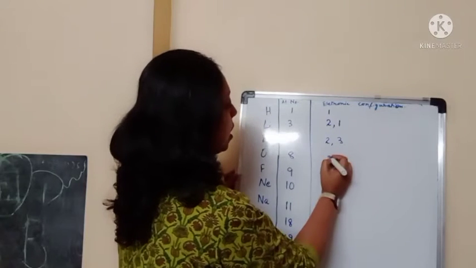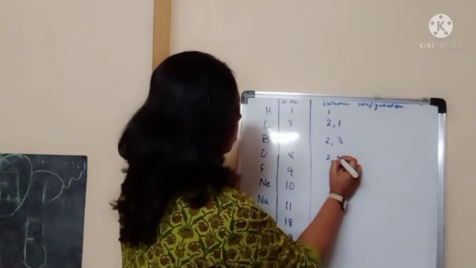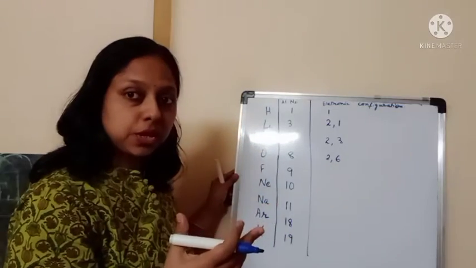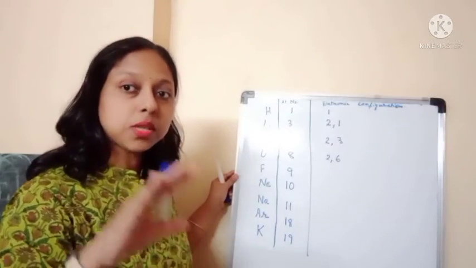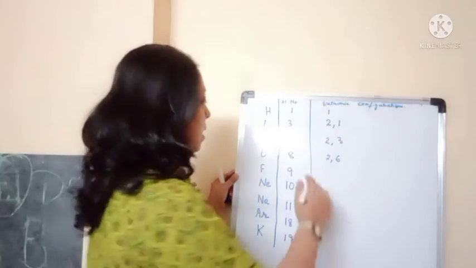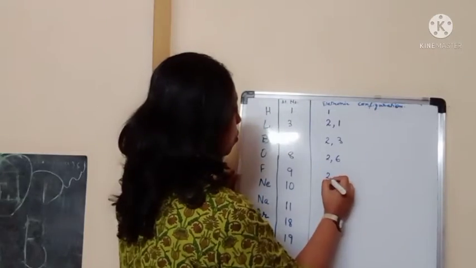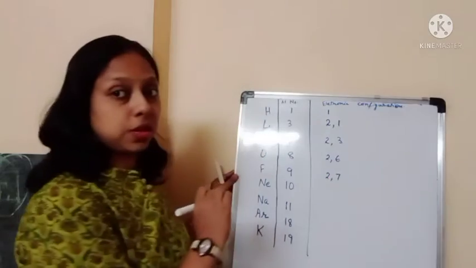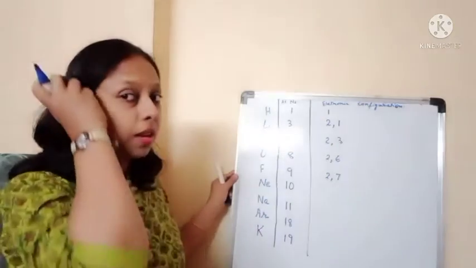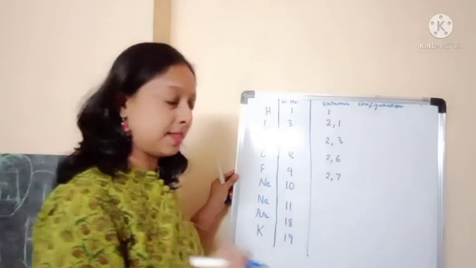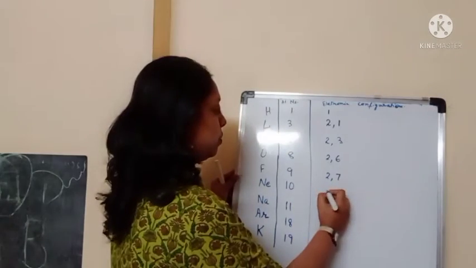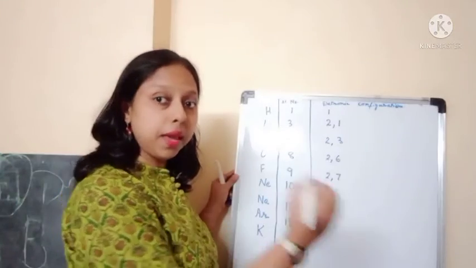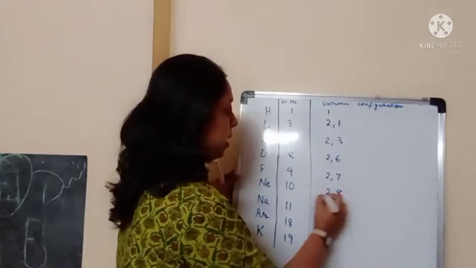Then comes oxygen, again 2, 6, because all the 6 electrons will go to the second shell, because the maximum limit is 8. Then for fluorine it will be 2, 9 minus 2, how much? 7 electrons will go to the second shell, because the maximum limit is 8. Now for neon it will be 2, how much? It will be 8. 2 plus 8 makes 10.